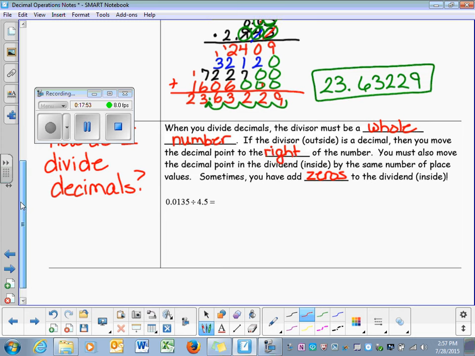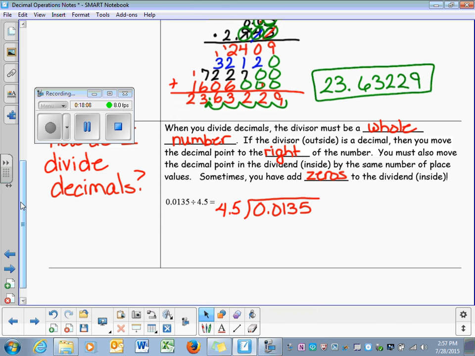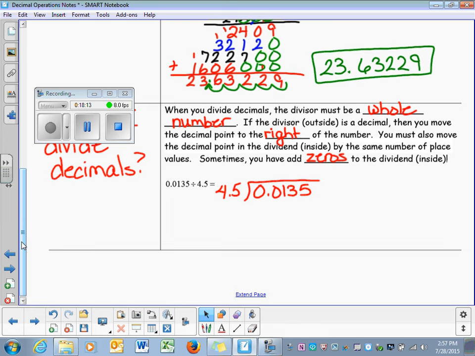So let's take a look at this. The first number goes inside the house, 0.0135 divided by 4.5. So I look at the outside. In this case, the outside is not a whole number. Okay? So I am going to move the decimal point one place to the right, which means I have to do the same thing in my answer. And it's going to go in my answer directly above where it is in my dividend.